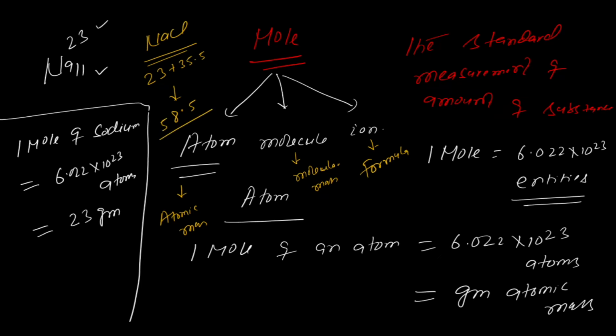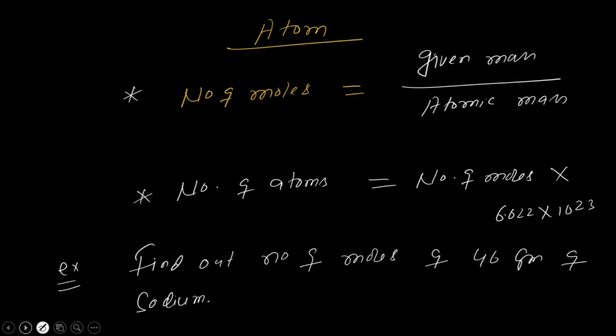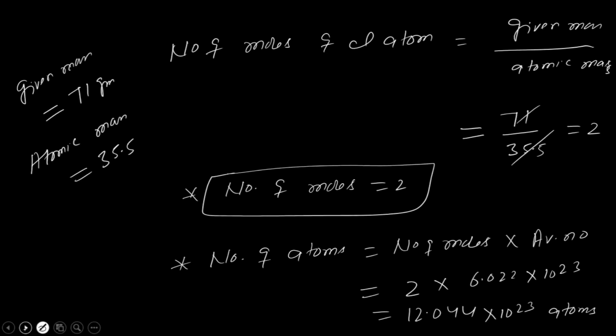So for the atom we use the term atomic mass, for the molecules we use the molecular mass, for the ions we use the formula mass. That's it. So now we have discussed the atom and the molecules. This is the concept regarding this one. Now we have to solve some other questions related to this concept.